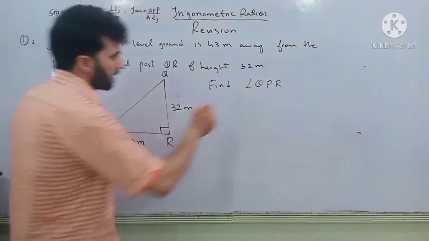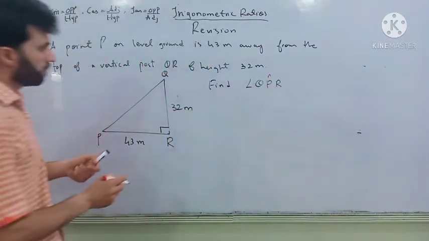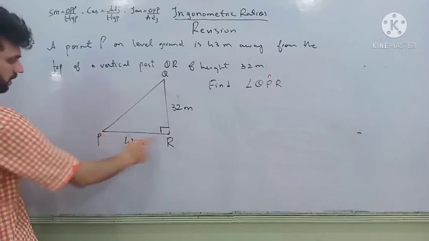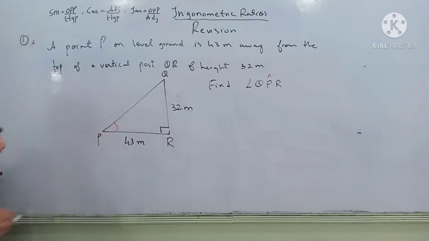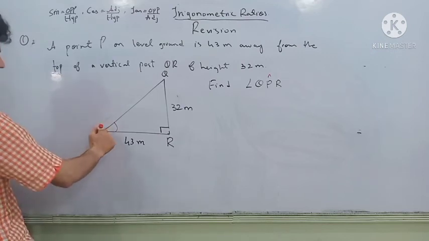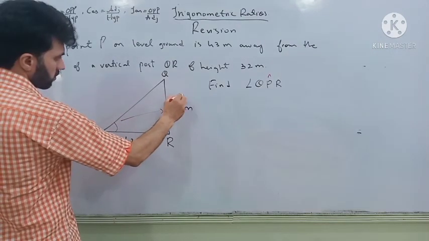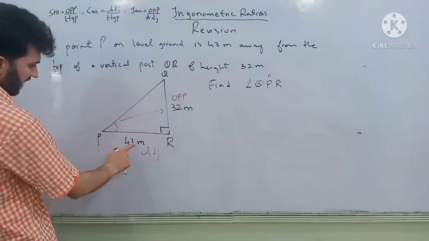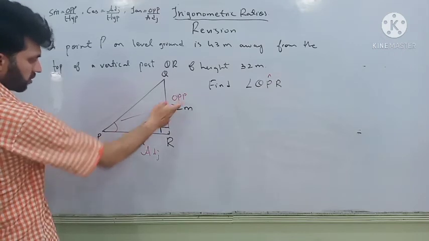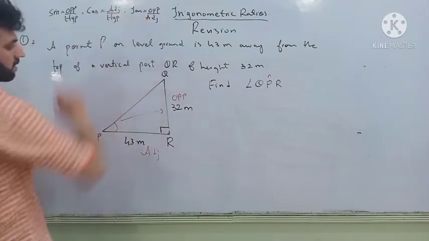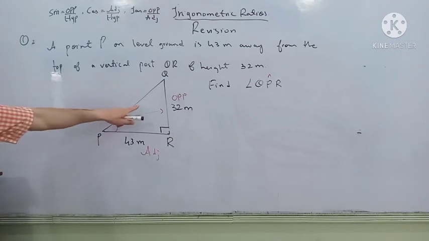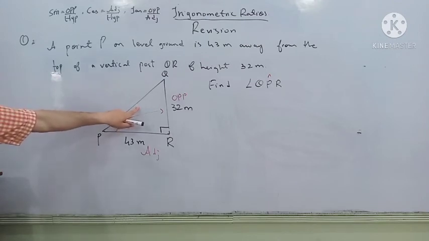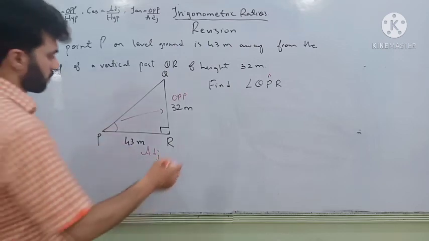So you know that the angle should be in the middle. QPR, this angle we have to find out. QPR. So you know that this is the acute angle, and in front of this is opposite, and this is adjacent, because this is adjacent to the acute angle. So opposite and adjacent come in tan. Right, because we do not have hypotenuse in this question, so we cannot apply sine or cos. So we can apply tan.